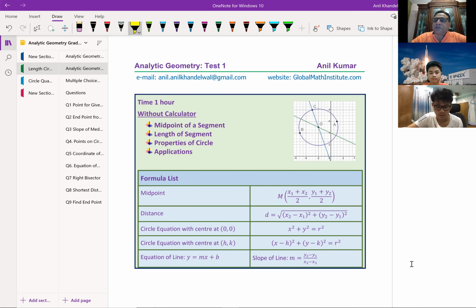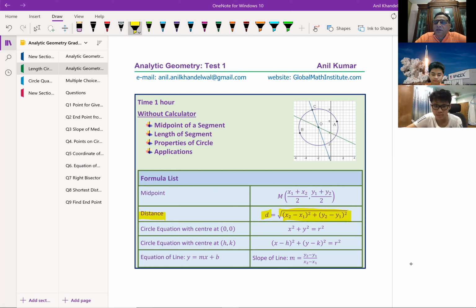So the very first formula is the midpoint. If we have 2 points, (x1, y1) and (x2, y2), then the midpoint is the average of the two. (x1 plus x2) divided by 2 is the x coordinate, and (y1 plus y2) divided by 2 is the y coordinate. The distance between the 2 points can be found using the Pythagorean theorem, basically. So we find the difference of the x values, (x2 minus x1) whole squared, plus (y2 minus y1) whole squared, which is the difference between the y values, and then the square root of the same gives you the distance between the two coordinate points.